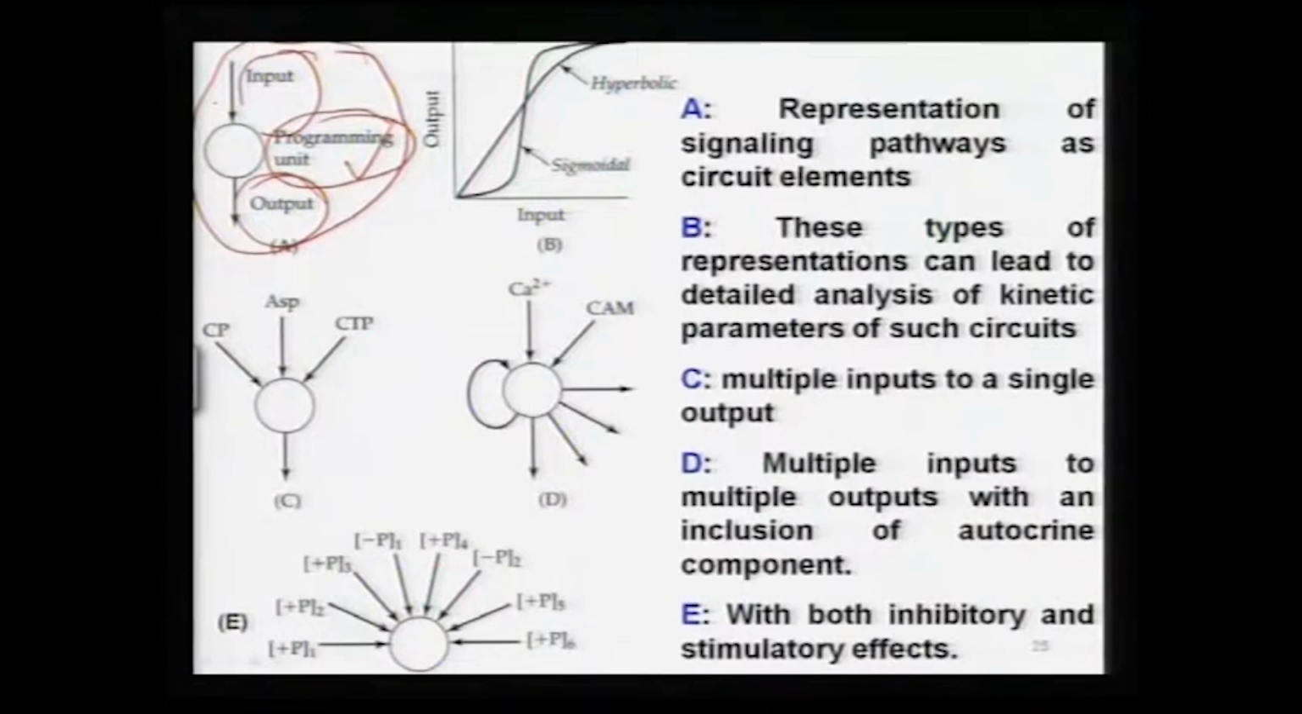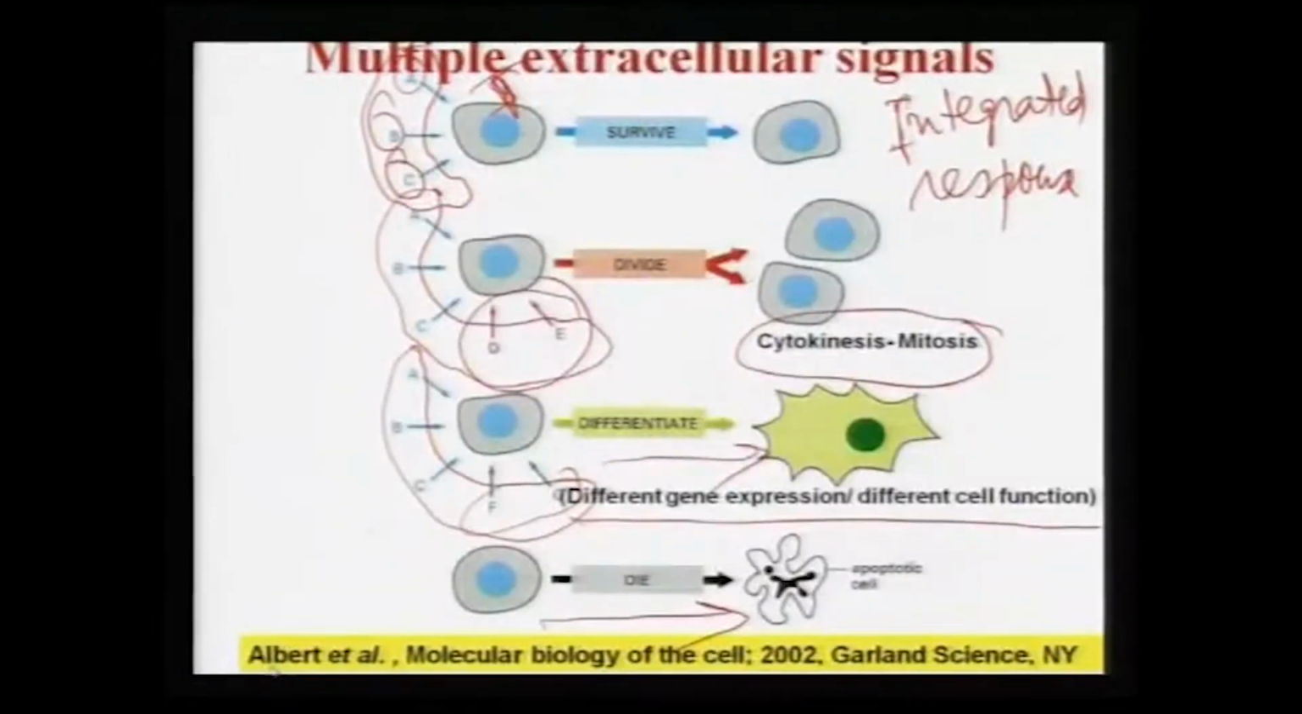So, similarly, in the cell signaling language, your input is the ABC signal. Your programming unit here is the cell signaling mechanism or pathways which are activated here, which are integrating the response of three different cell signal molecules. And your output is what? Your output is whether it changes the gene expression or it changes various other activities.